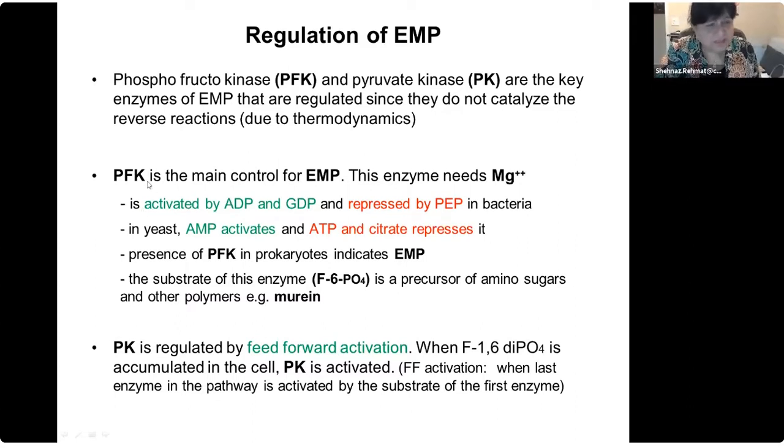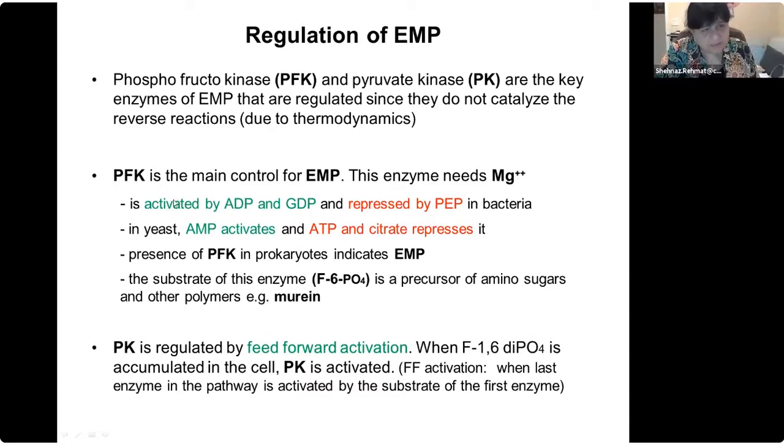Now there are certain activators for this enzyme. ADP and GDP activate the phosphofructokinase enzyme. This is repressed by PEP. You remember this is one of the intermediates towards the end. So actually, if there's too much PEP, your EMP will be down-regulated, will be repressed.